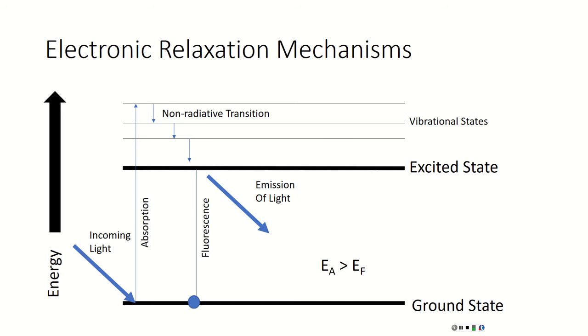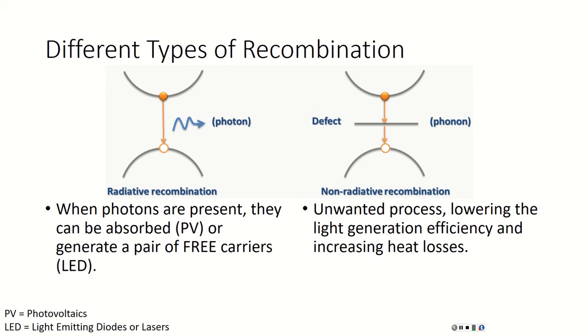Okay, different types. There are two types of recombination. Radiative recombination is what we want, because we get an emission of light, whether you want to use it for photovoltaics or light emitting diodes. Non-radiative recombination is what we don't want. Sometimes we just get a phonon instead of light. The phonon is just a source of heat, and that's where the energy goes instead of light.